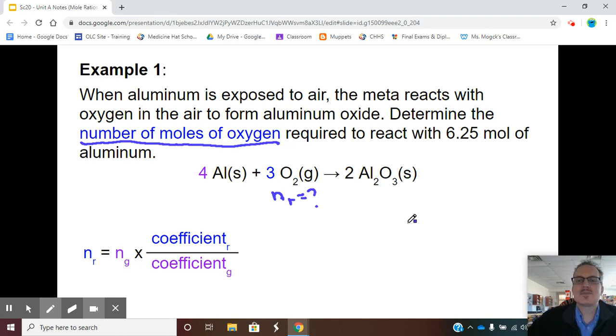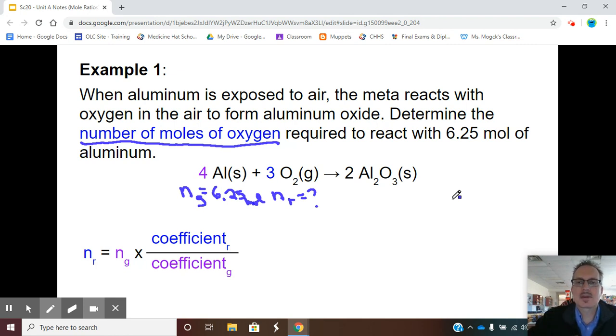And I'm going to react it with 6.25 moles of aluminum. So underneath aluminum, they told me a mole value. They're giving it to me, so it's G, and it told me 6.25 moles. First thing I would do is line up underneath the equation: what is the moles that you know that are given to you? What are the moles that you are trying to find?